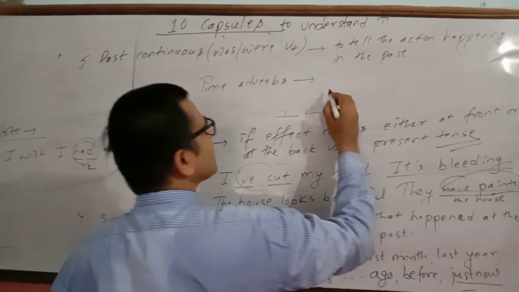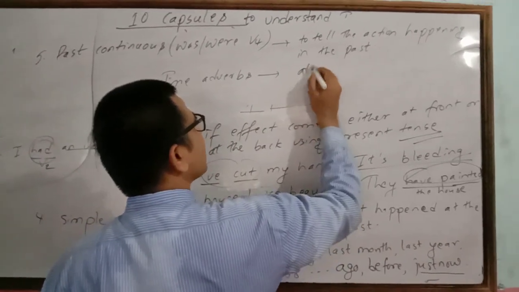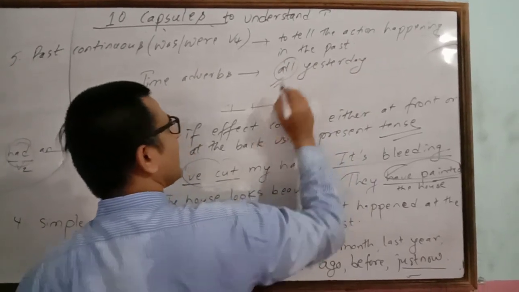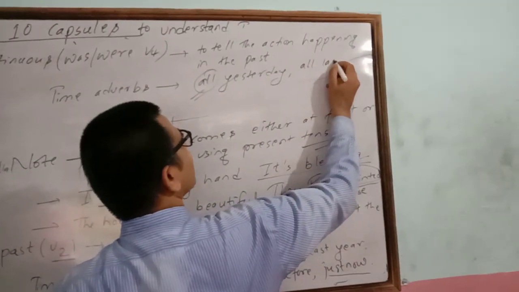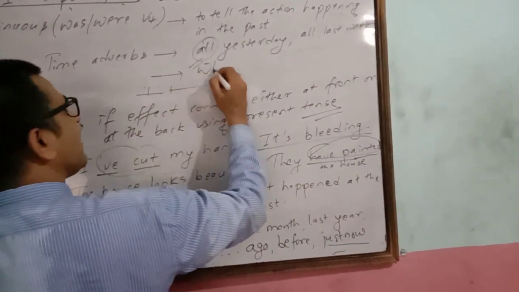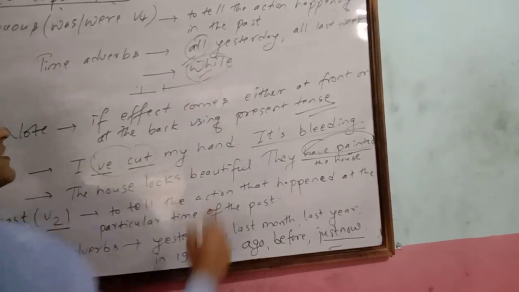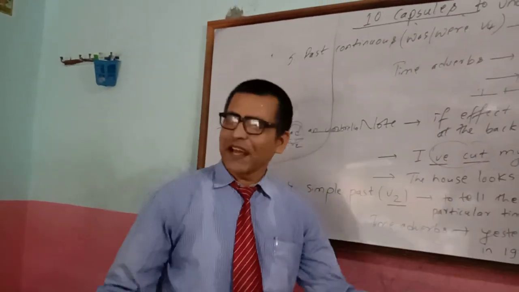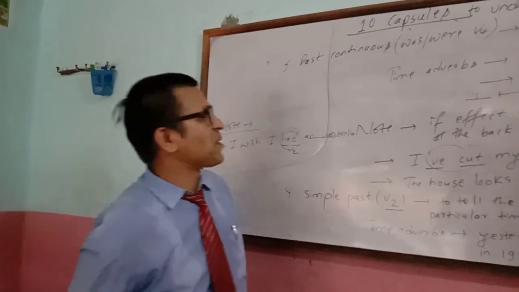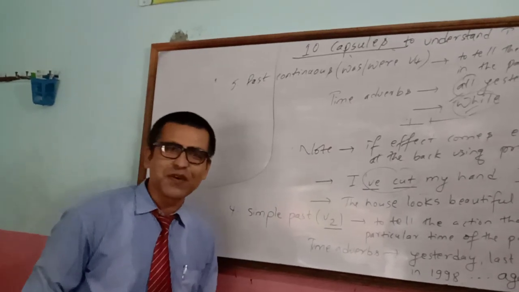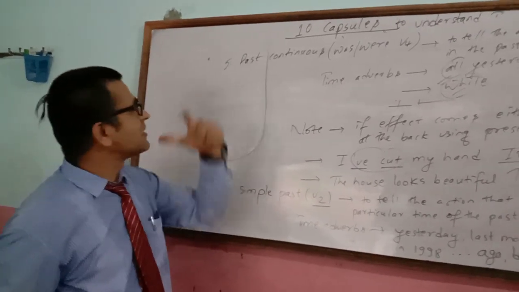Time verbs like all yesterday. You see, use of all, okay? All last week. And in the clause, sometimes using with while. Look at that. In while clauses, we usually use past continuous. Right? While the children were playing, the bell rang. And past continuous usually comes in the contrastive tense. That's what I have already told you. I am going to discuss it in capsule number 10.